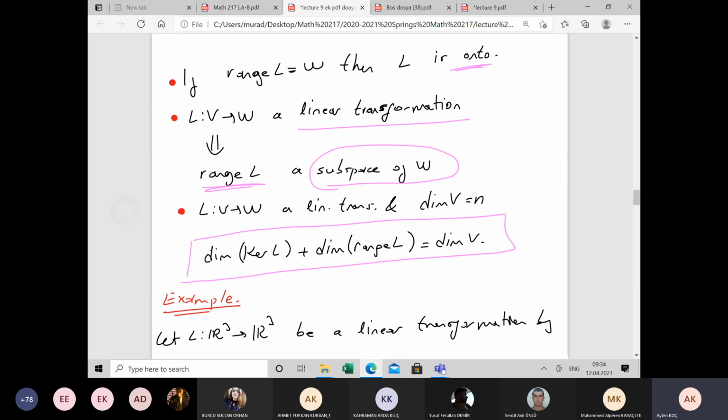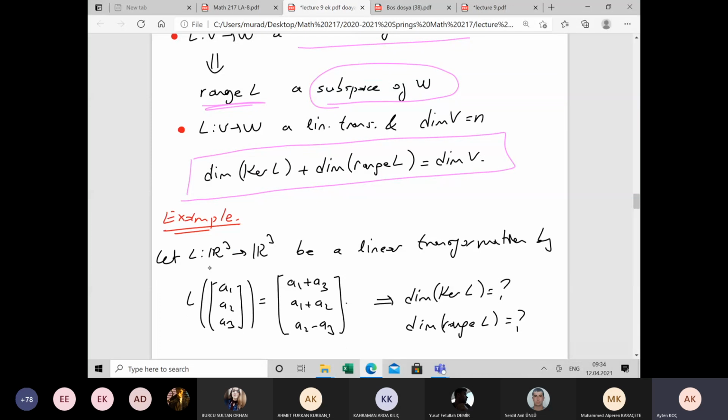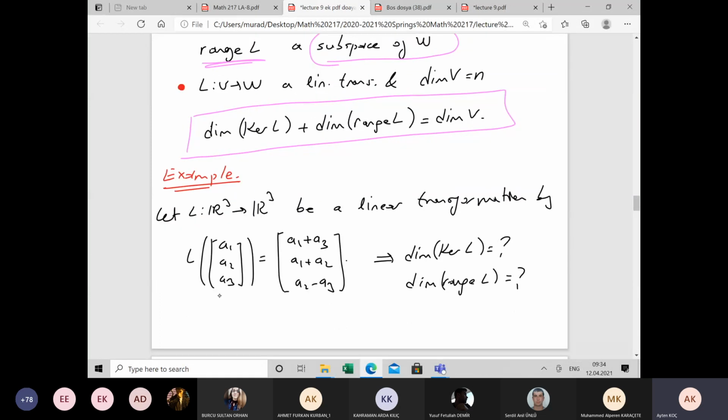Let's give an example to understand these relations. Take this map from R cube to R cube, and take the vector a sub 1, a sub 2, a sub 3. The image of this vector is the first component plus the last component, the first plus the second component, and the last component should be the second component minus the last component.